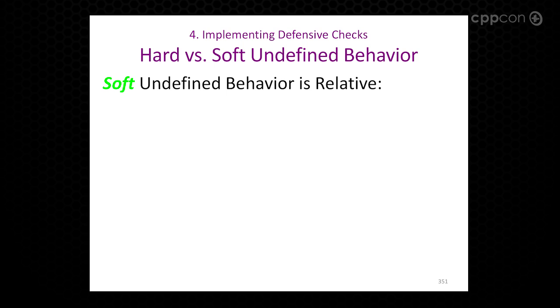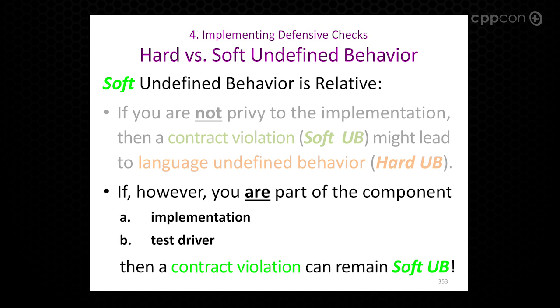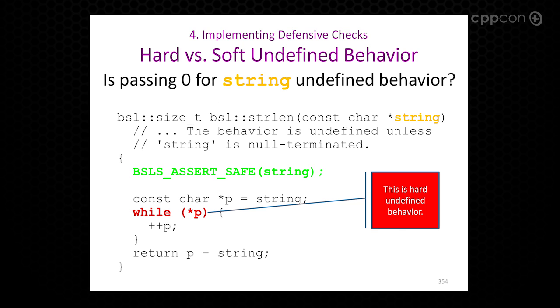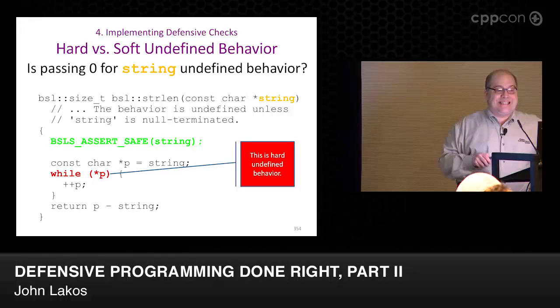Soft undefined behavior is relative, right? If you don't know the implementation, then soft undefined behavior could turn into hard undefined behavior because you don't know what you're doing and it could be all bad. But if you do know the implementation, you may be able to navigate around hard undefined behavior using certain kinds of assertions, namely BSLS assert. So let's take a look at this example. Here we have a string, and the string is not supposed to have a null pointer passed in. Remember we said unless we say something, and I put it in here: the behavior is undefined unless string is null terminated.